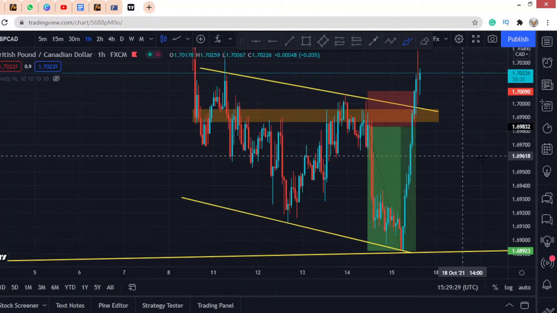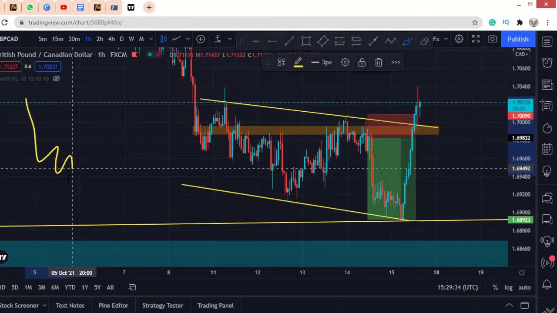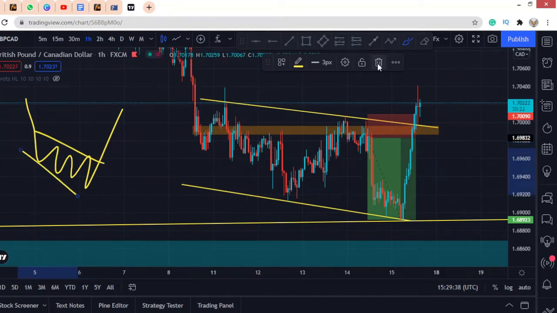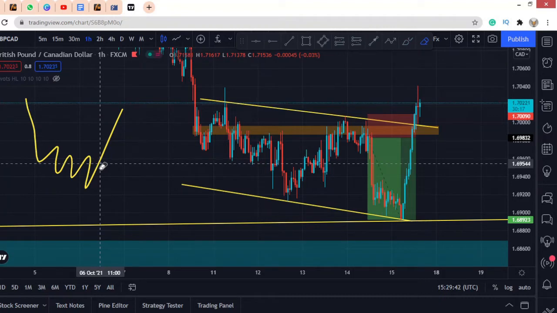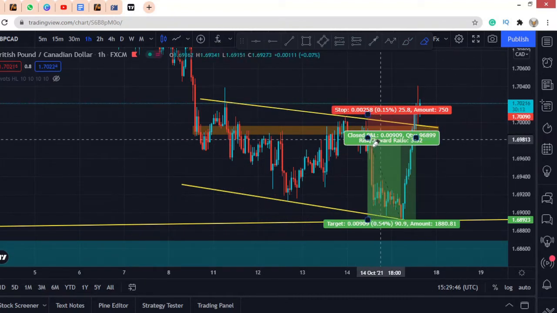So perhaps GBPCAD is coming down, consolidating to the downside, and then goes up, what they call a falling wedge. We don't know, right? So I took advantage of this move here.